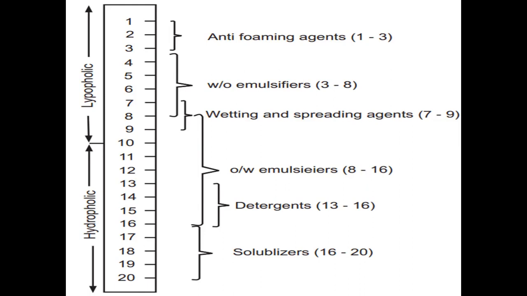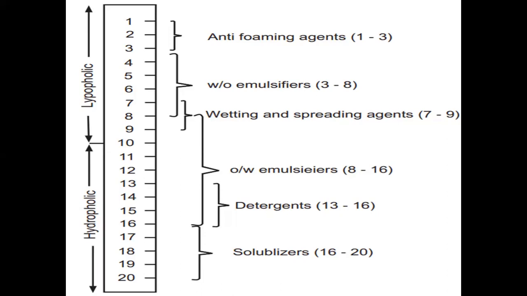Then the emulsifying agent which is added in O by W type of emulsion is acacia. What is the range of O by W type of emulsifying agent? 8 to 16. Acacia is an example of that emulsifying agent, and the HLB value of acacia is 8, in between 8 to 16.